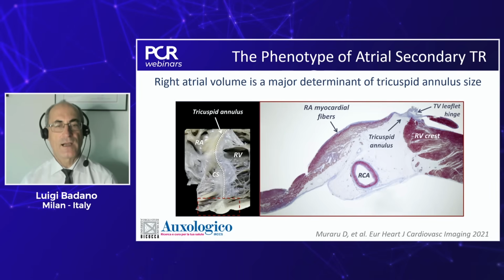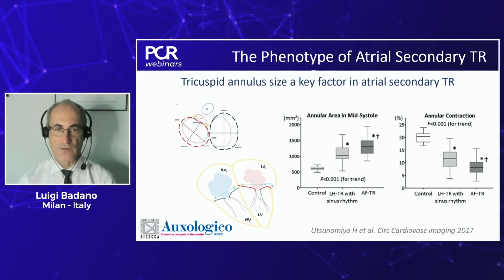We were a little bit skeptical about these findings, and so we also looked for the anatomical reason for that. This is one of the findings provided by our anatomopathologist, showing clearly that the muscle fibers that enter the tricuspid annulus are those coming from the right atrium, while the myocytes of the right ventricle just stop at the level of the hinge point of the tricuspid valve leaflet. And this is an anatomical substrate for the role of the right atrium in the enlargement of the tricuspid annulus.